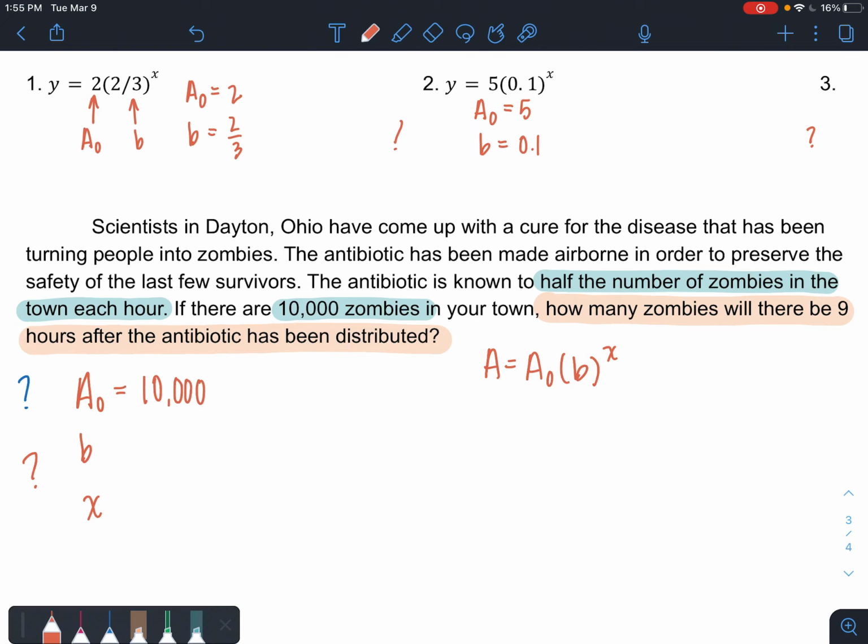Our a naught is going to be 10,000. That's the number of zombies we have. B, because it says half, is going to be 1/2, and x is the number of hours after, so 9. So I plug this into my equation. A equals 10,000 times b to the 9. Go ahead and plug that into your calculator and get an answer.